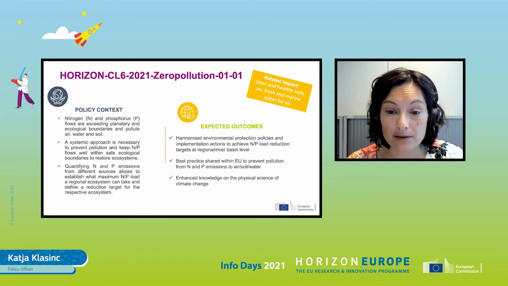As for the expected outcomes, these should be the following. We would like to achieve a harmonized environmental protection policy and implementation actions that apply a load reduction target for nitrogen and phosphorus at regional or river basin level. Then we'd like to have best practice shared within the EU to prevent pollution from NP emissions to air, soil, and water, and to enhance our knowledge on the physical science of climate change.